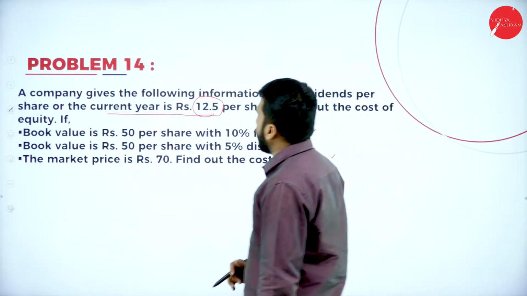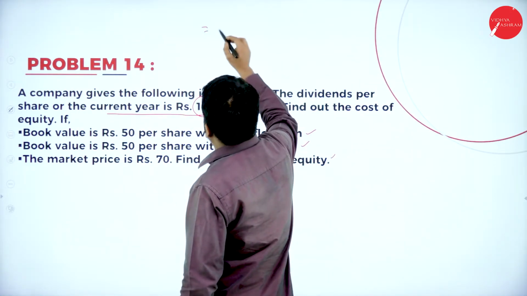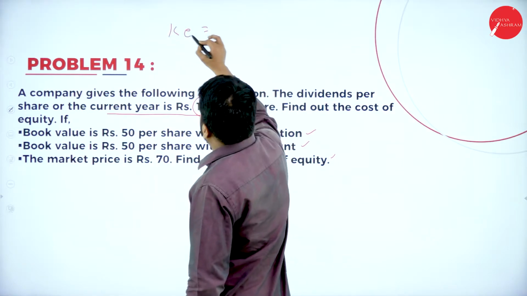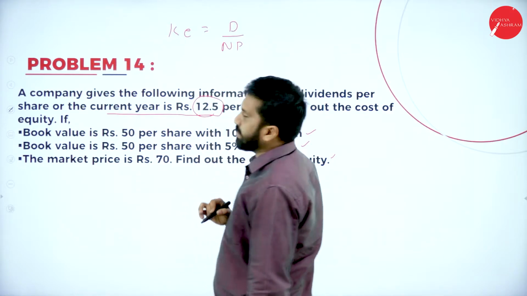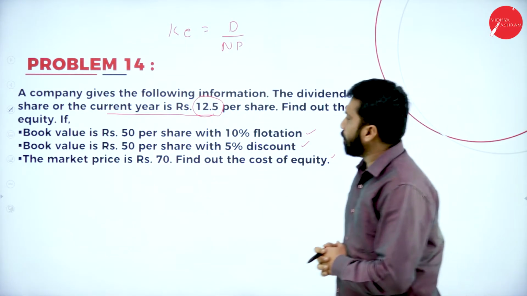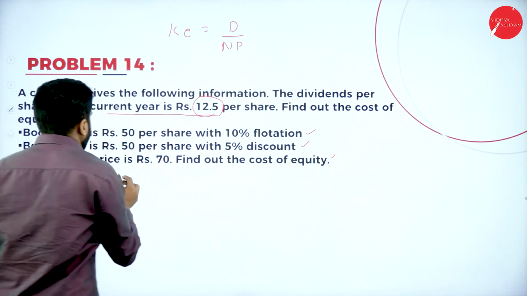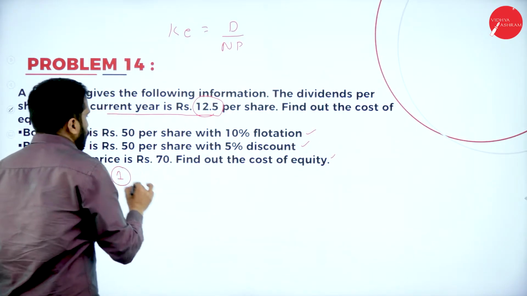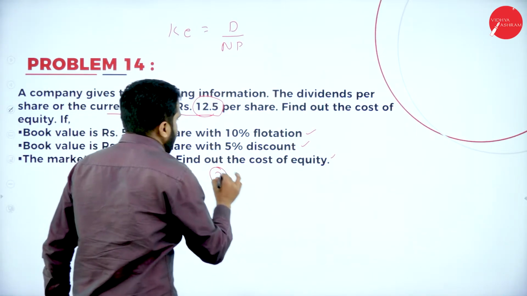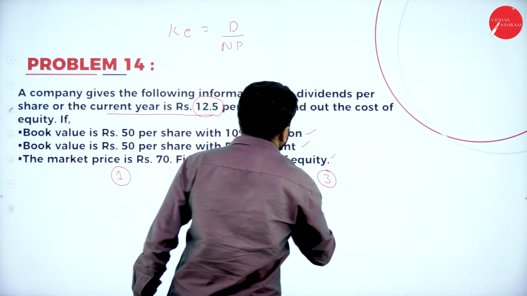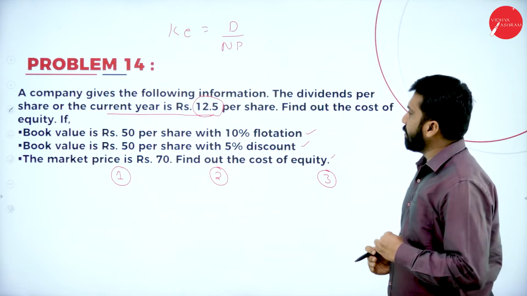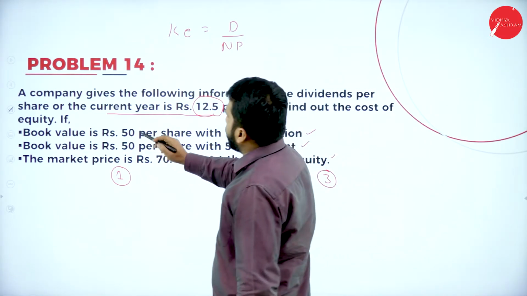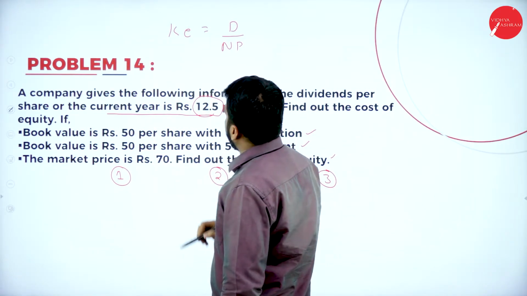Now, you know the formula. What is the formula? The formula is dividend divided by net proceeds. Now, we are supposed to do it for the first one, the second one, and the third one. First, second as well as third. Now, book value in this, your dividend is 12.5.